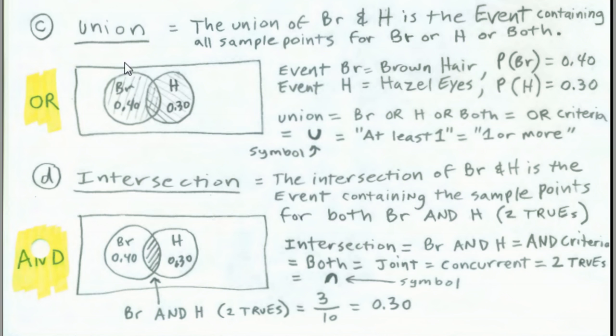So union, that's or. Intersection, that's and. Now we'll get to our adding rules in just a second, but there's a connection between union and intersection, because if you're asking the question, what's the probability of getting brown hair or hazel eyes? Yes, we're going to have to add, but we're also going to have to subtract that little bit, which is our intersection, which happens to be an and or intersection situation.